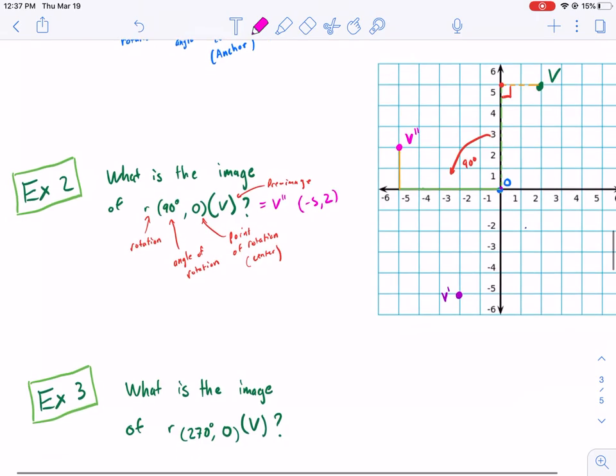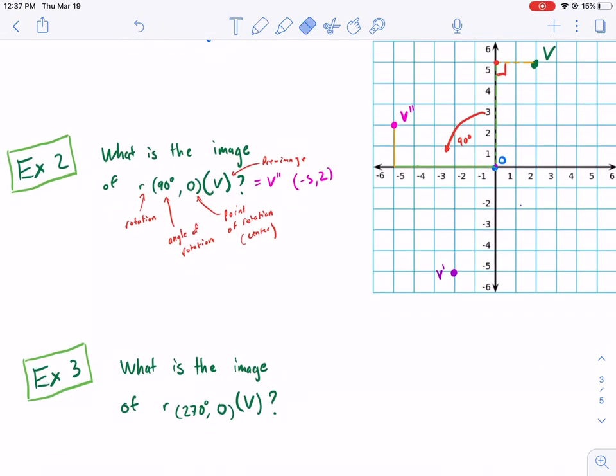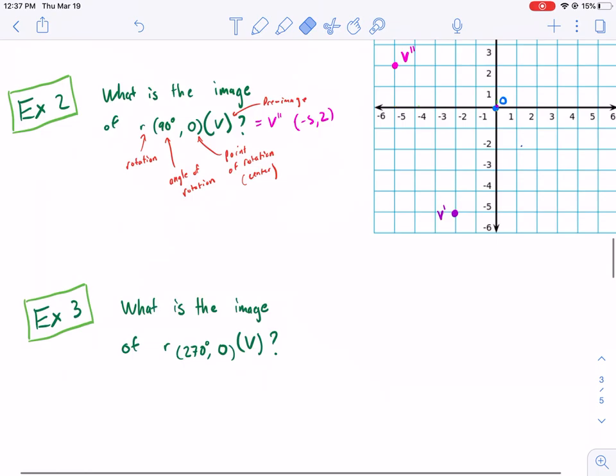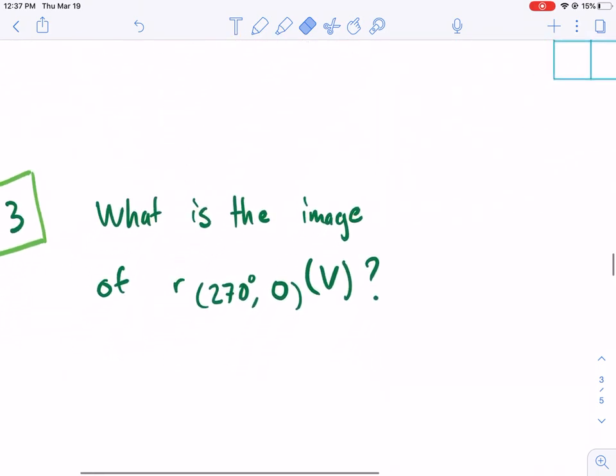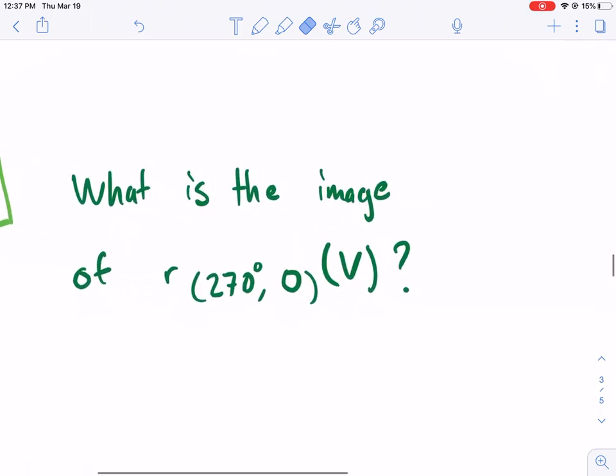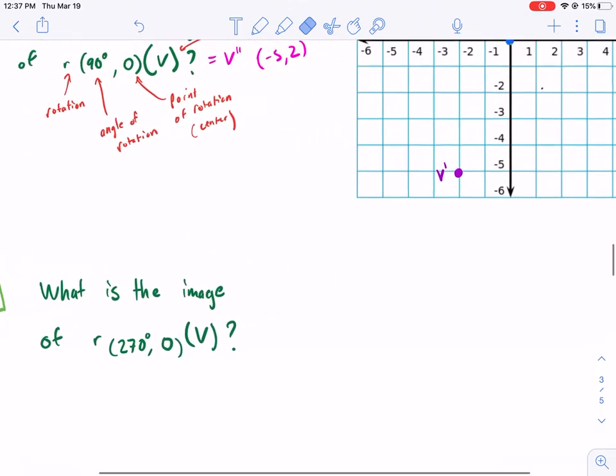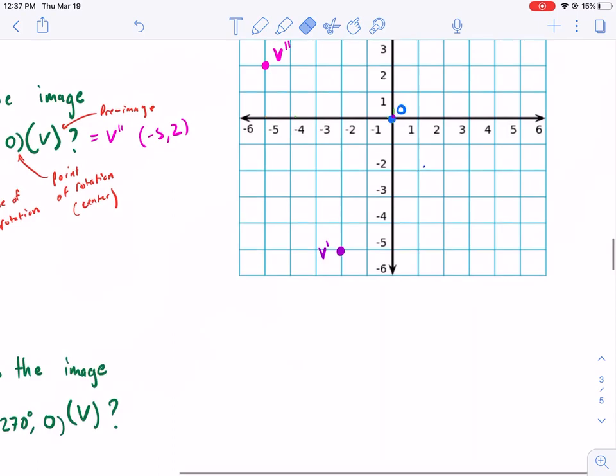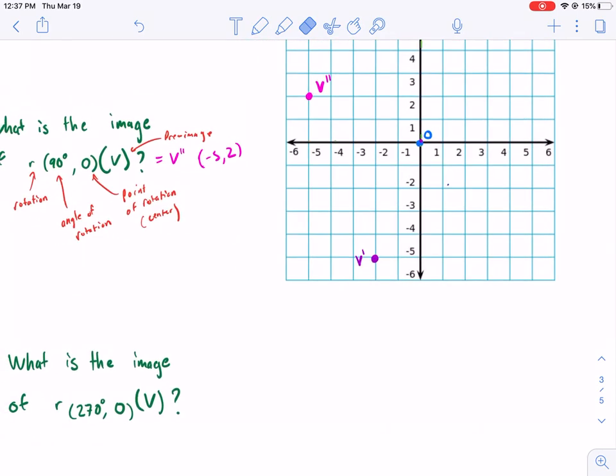Okay, and let's do one more. Now that we got the idea of it and how this works, I'm going to erase my supports. I don't need those anymore. Okay. Let's go ahead and do the last one. So example 3, what is the image of rotation 270 degrees about the origin, okay, point O, for the same pre-image V.